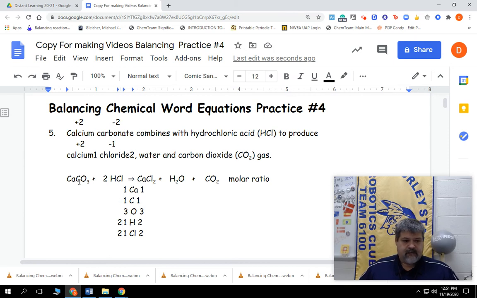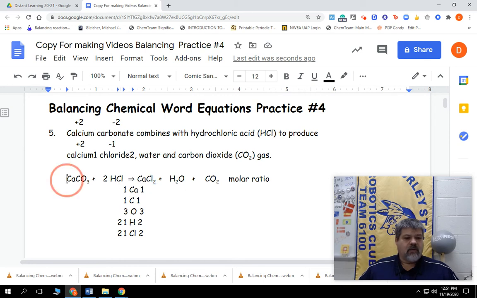So let's double check again. Calcium, I have 1 on this side, 1 on this side. Carbon, I have 1 on this side. I have 1 on this side over here. Oxygen, I have 3 oxygens on this side right here. And I have 1, 2, 3 over here on this side. Hydrogens, I have 2 hydrogens on this side, and I have 2 hydrogens here. Chlorines, I have the 2 right here, and over here I have the 2 right there. So that is our balanced chemical equation.